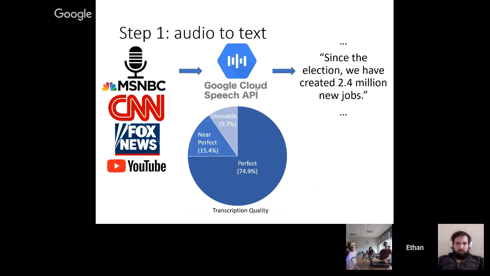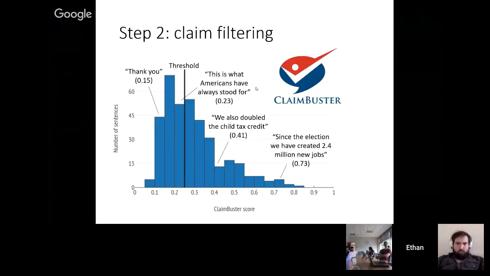Since the election, we've created 2.4 million new jobs. And then the second step is claim filtering. Again, we use an API for this. This time it's called the ClaimBuster API. It was developed at the University of Texas at Arlington, and it's really good. What it does is it tells you how essentially fact-checkable a sentence is.